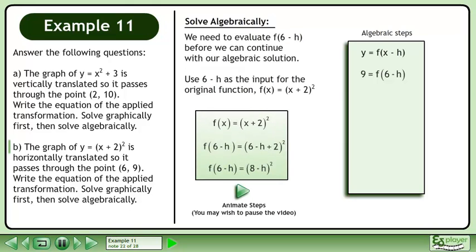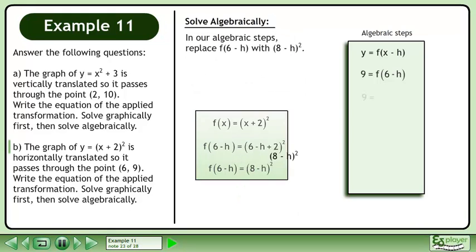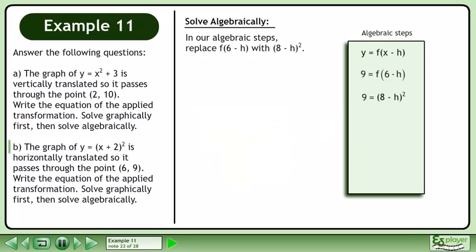We need to evaluate f at 6 minus h before we can continue with our algebraic solution. Use 6 minus h as the input for the original function, f of x equals (x plus 2) squared. This returns the expression (8 minus h) squared. In our algebraic steps, replace f of 6 minus h with (8 minus h) squared.